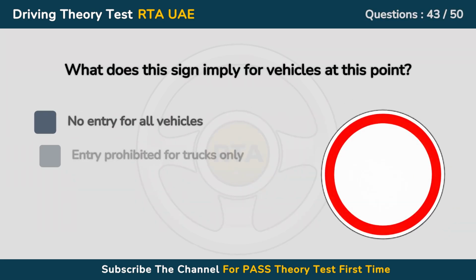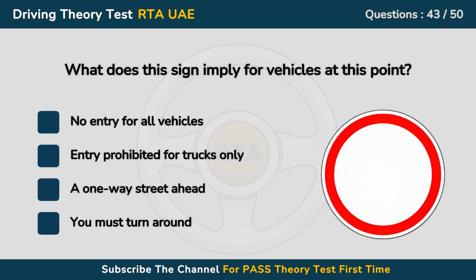Question 43. What does this sign imply for vehicles at this point? A. No entry for all vehicles. B. Entry prohibited for trucks only. C. A one-way street ahead. D. You must turn around.